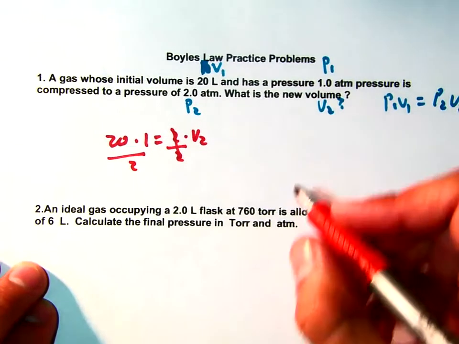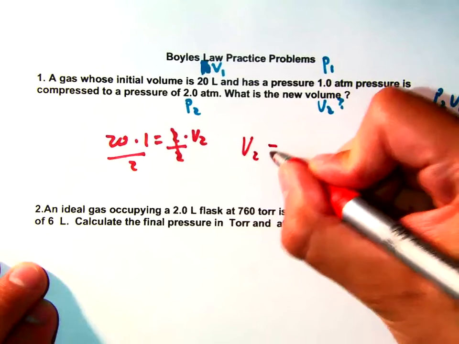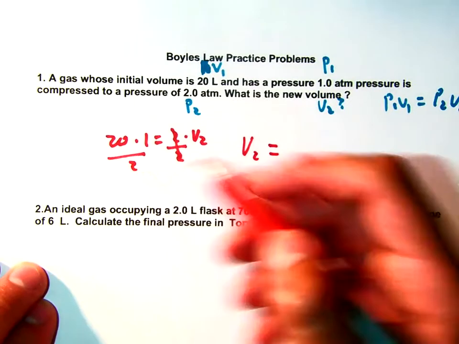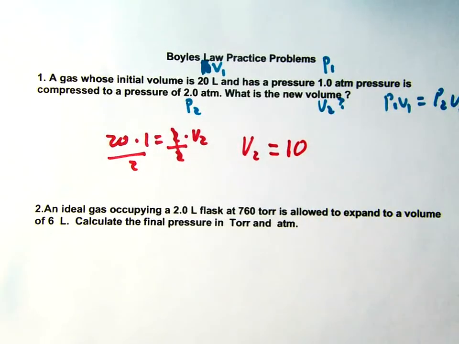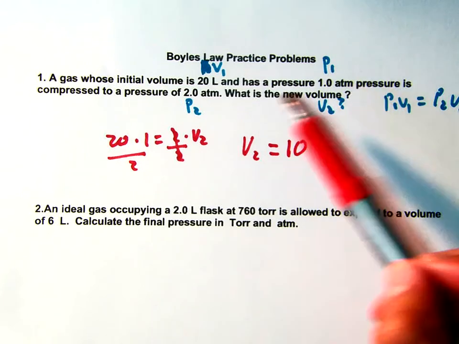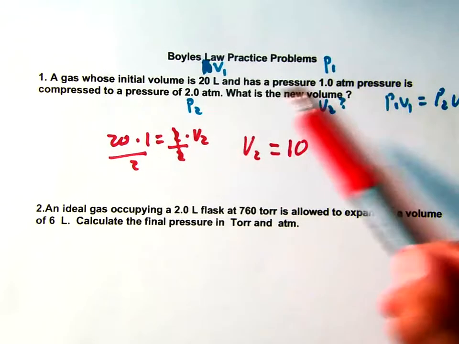Well, what does that give me? That gives me V2 equals 20 divided by 2, which is 10. Okay? I didn't put units in this problem, but if we're looking at units, well, let's think about it. Also, before you start these problems, the units have to be the same. So if I have ATM here, this has to be ATM. If not, then I need to change that.